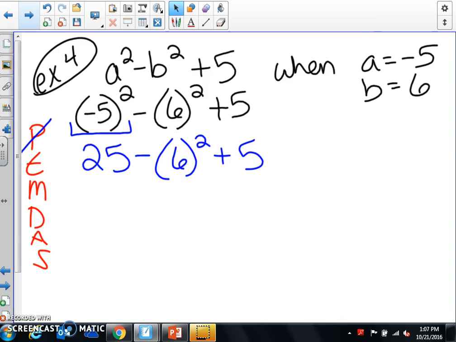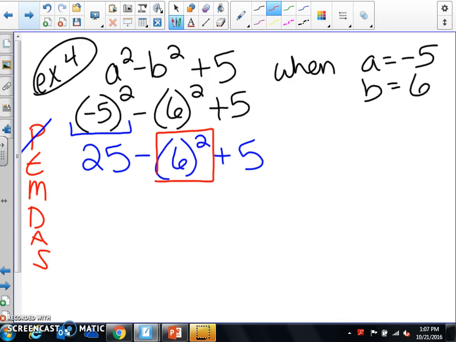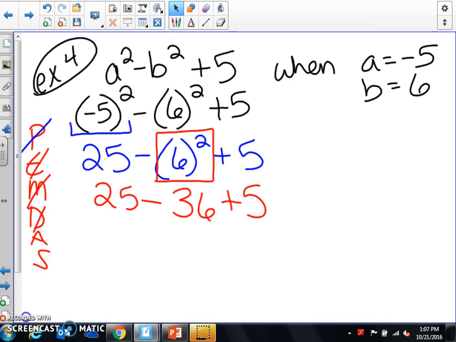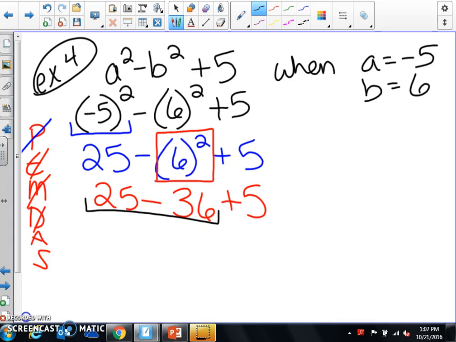Still have exponents, so I got to take care of those right here. So that's 6 times 6, which is 36. Bring everything else down. Okay, so I'm done with exponents, I'm done with multiplication, I'm done with division. So now I'm just going to add and subtract left to right. So 25 minus 36 is a negative 11 plus 5. Opposite signs, I subtract. 11 minus 5 is 6. I take the sign of the larger number.